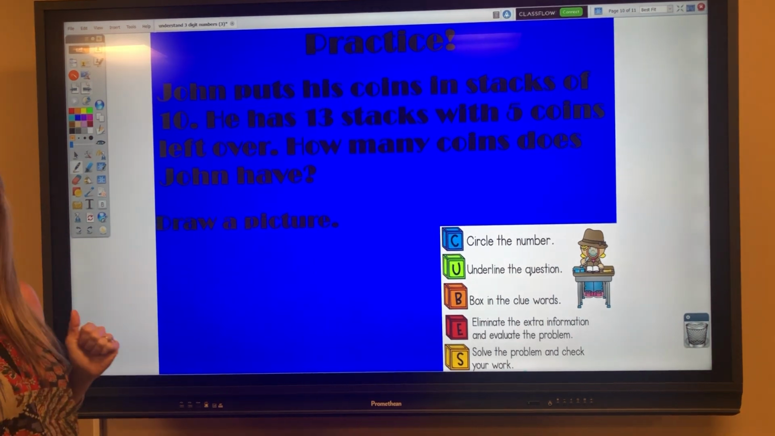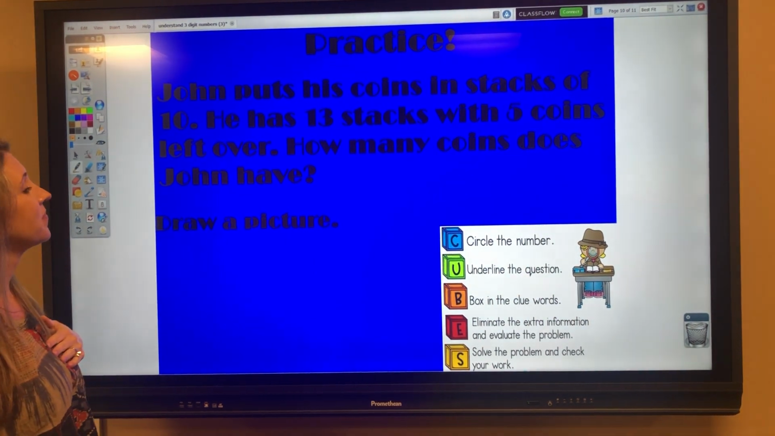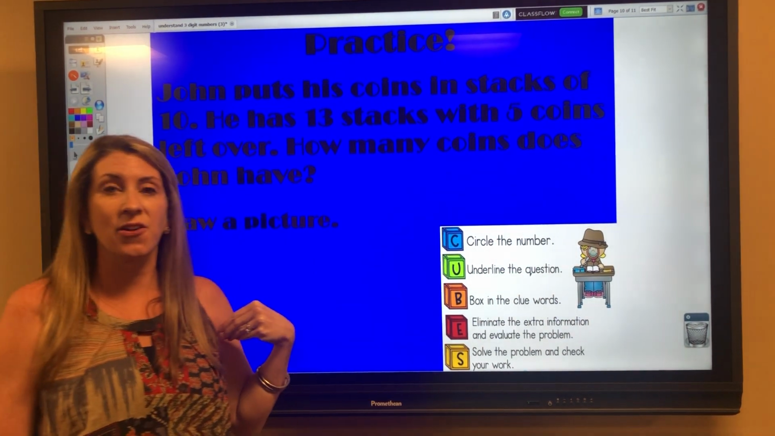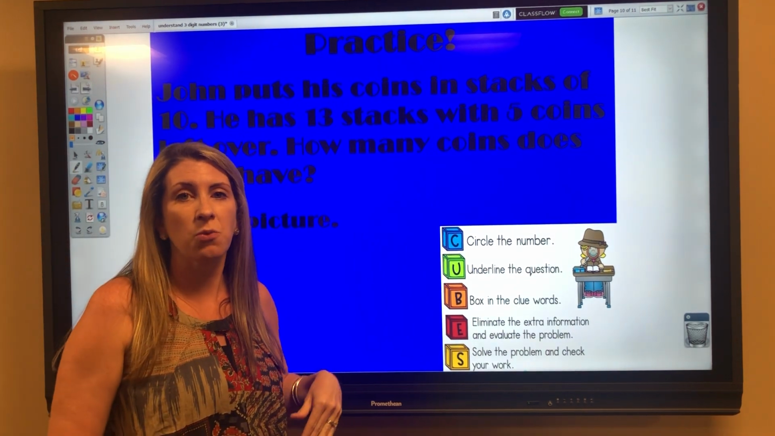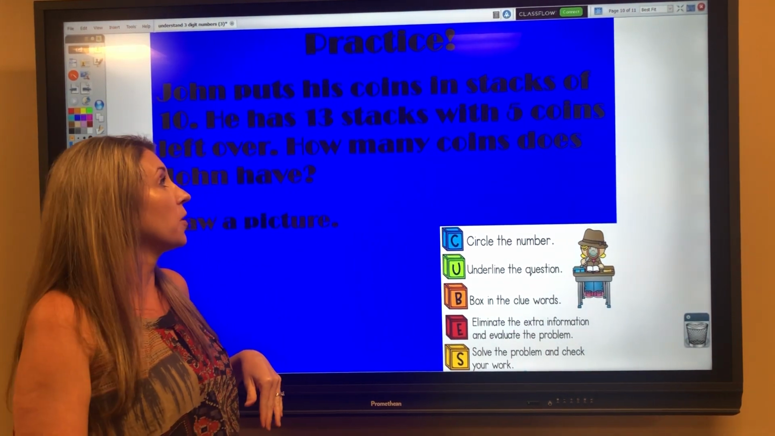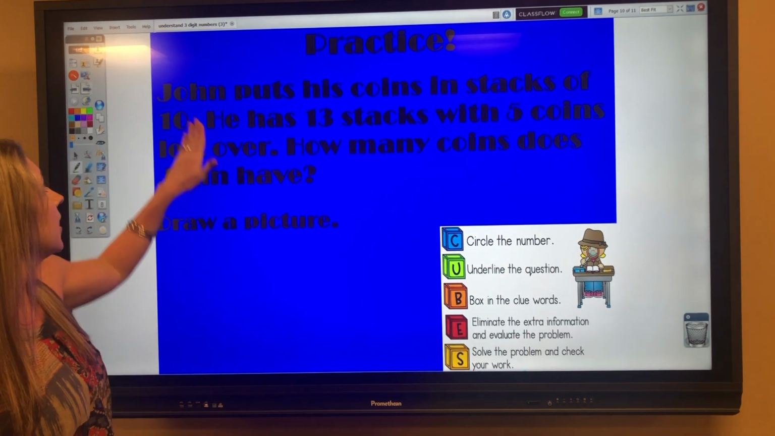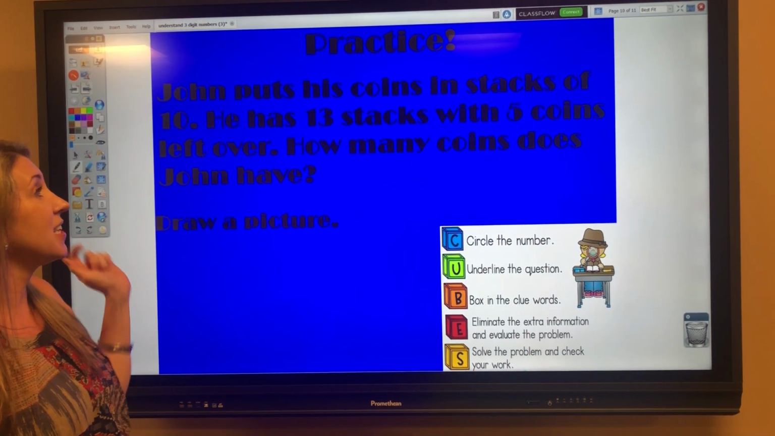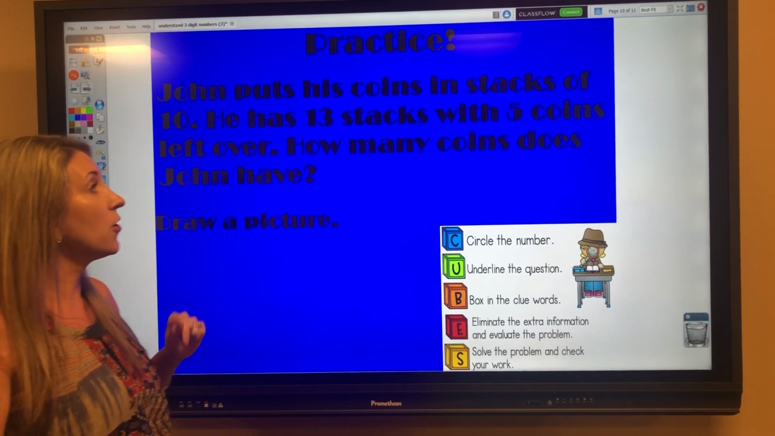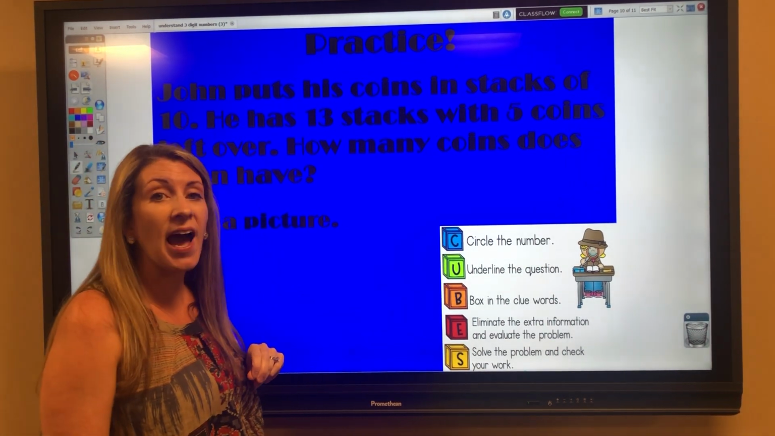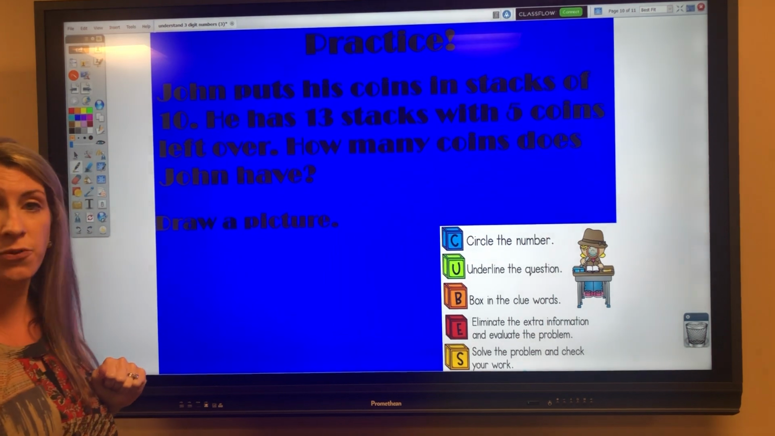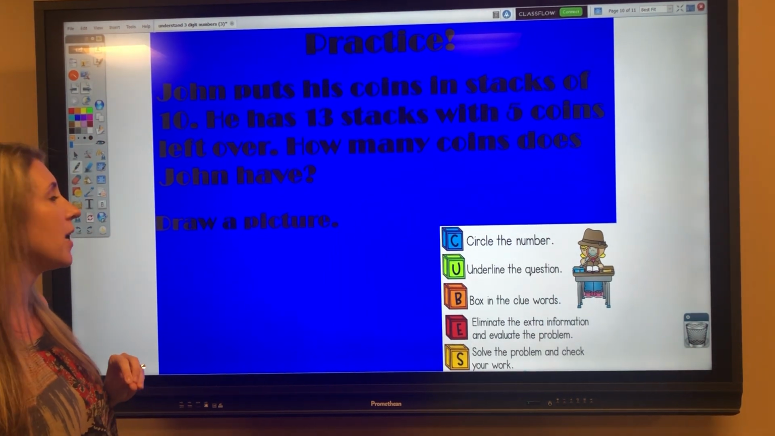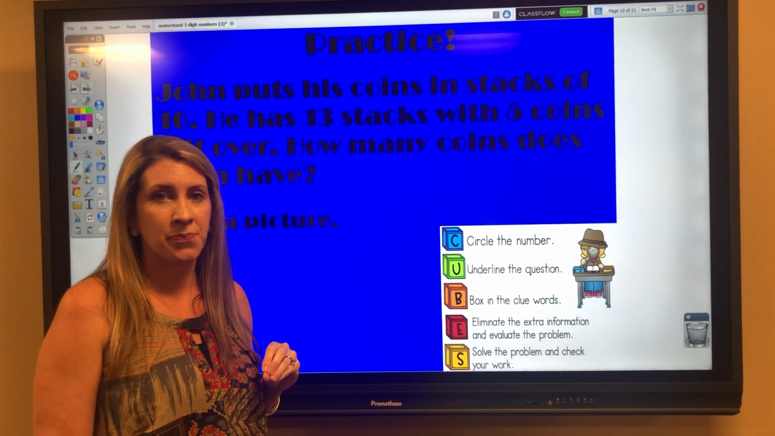Now, let's start practicing. We're going to do one together, and then you will have a chance to practice one, either by yourself or with a friend. If John puts his coins in stacks of 10, he has 13 stacks with 5 coins left over. How many coins does John have?